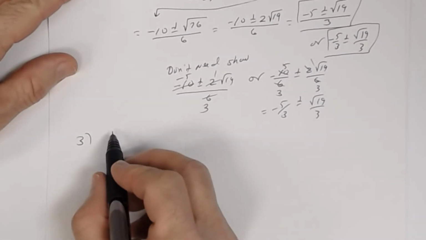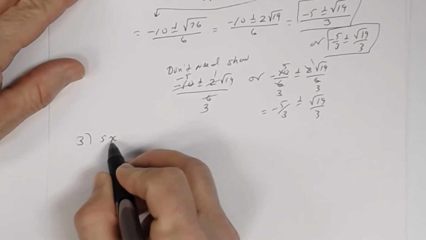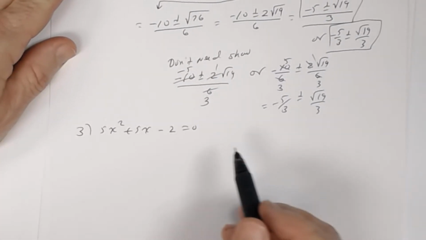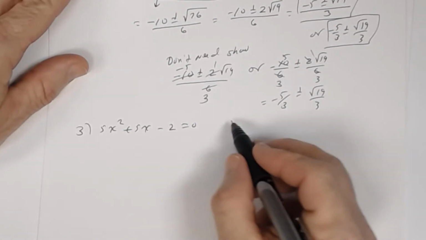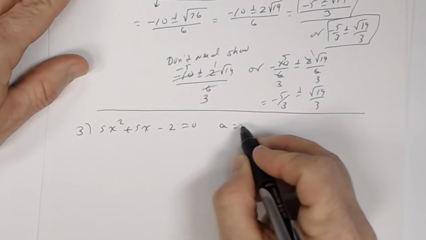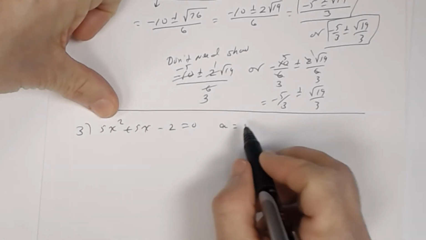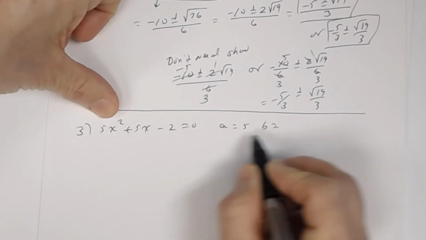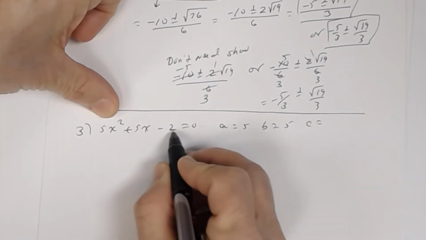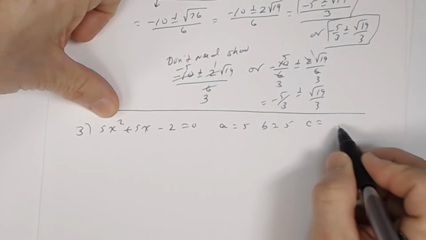So number 3, I have 5x squared plus 5x minus 2 equals 0. All right, so it's already in standard form, so I know I can easily find a, b, and c. So a is the coefficient of x squared, so that's 5. b is the coefficient of x, so that's a positive 5. And c is your constant, which is a negative 2.